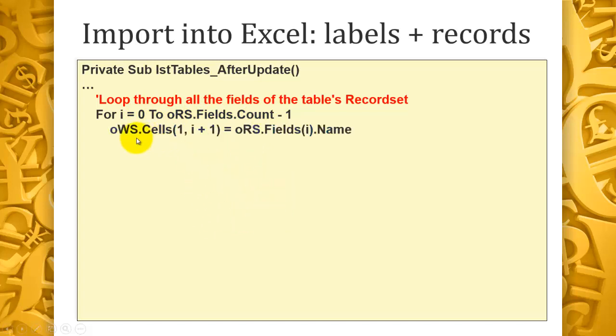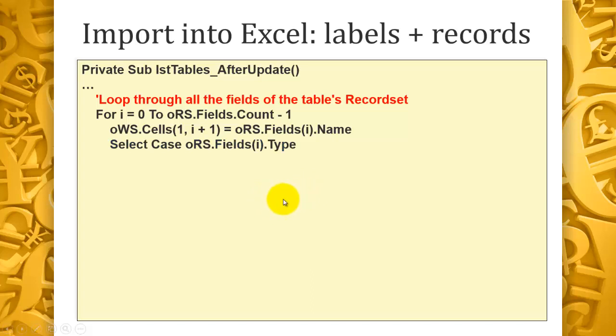The first cell in the worksheet object starts in row 1, column I plus 1. So the first time, 0 plus 1 is 1, because Excel starts everything at 1. Access starts everything at 0. We take from the fields collection of ORS the first item in the fields collection, I0 — remember, in Access everything is 0 based — take the name of it.